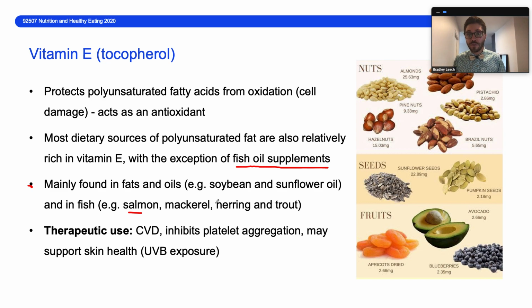Therapeutic uses for vitamin E, as we might have alluded to: it supports with cardiovascular disease. It inhibits platelet aggregation, thereby you're less likely to get clotting. It can also support skin health. Now, diets rich in vitamin E have actually been linked to a lower cancer risk. Okay, dietary antioxidants such as vitamin E may actually help to delay or prevent cataracts, which is a particular eye condition.